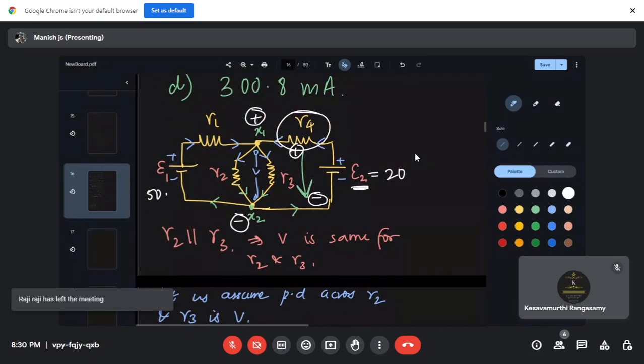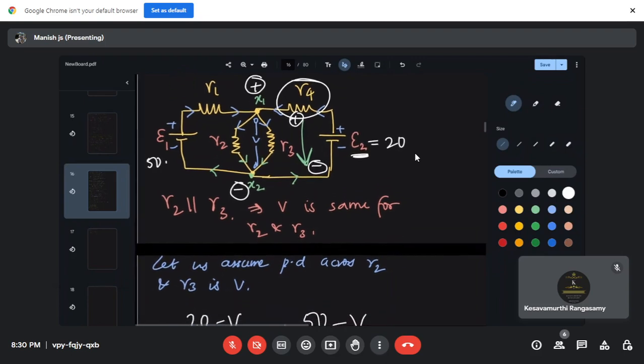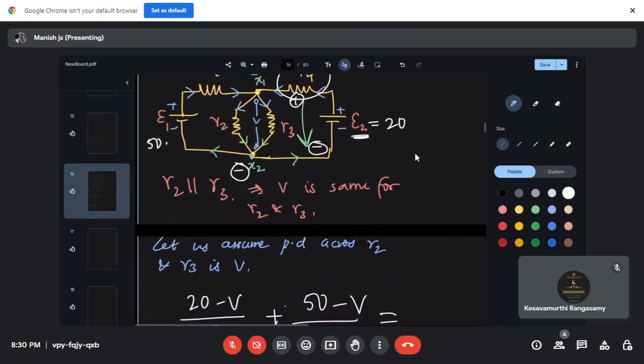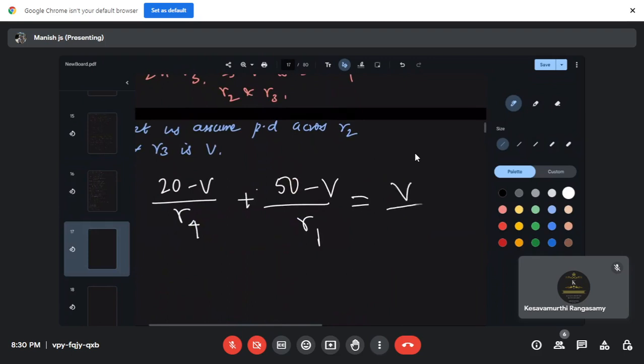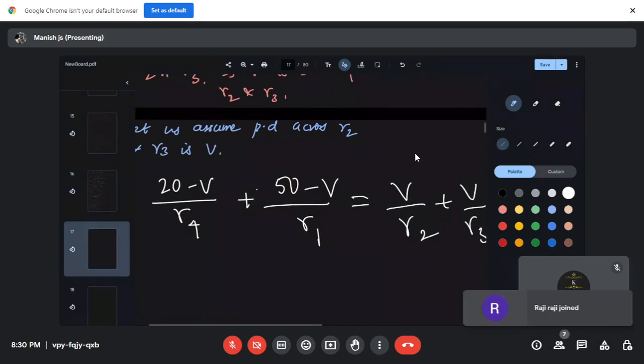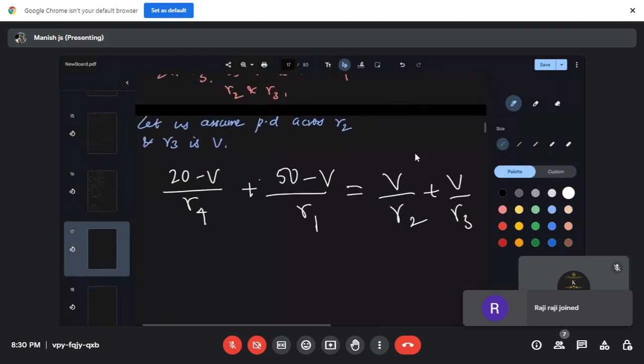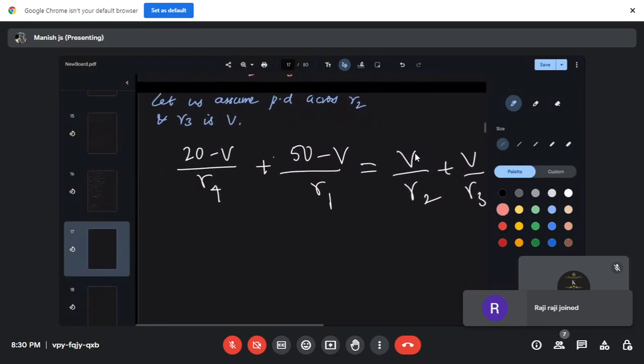Now the current is going vertically downwards, so the potential across x1 and x2 is purely V. So how can you write it? You can say it is V by R2 plus V by R3. Directly you can write it. See, in one step we are able to write the expressions.